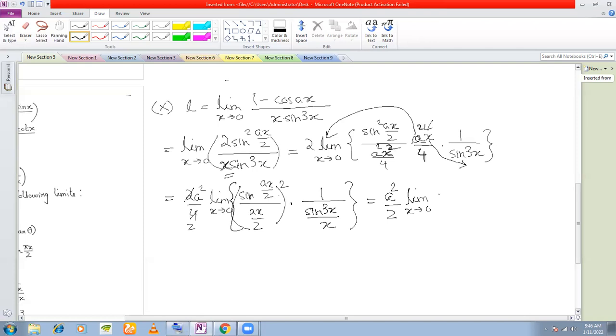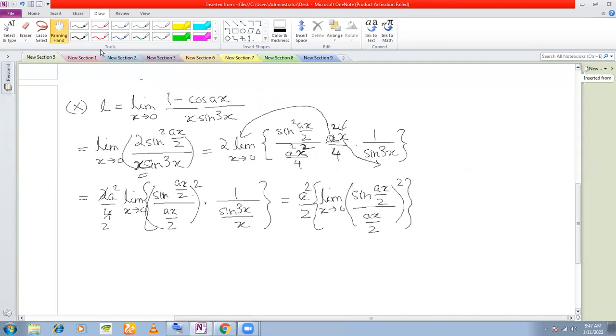Now I'm going to separate the limits. Sine ax by 2 divided by ax by 2, whole square. This is one limit. What is the other limit? Into limit x tends to 0, 1 by sine 3x by, now see here, I have an x, right? So what I'll do is, if I bring out 3x here, that means I am multiplying this, I have to multiply this by 3, right? That's what I have done.